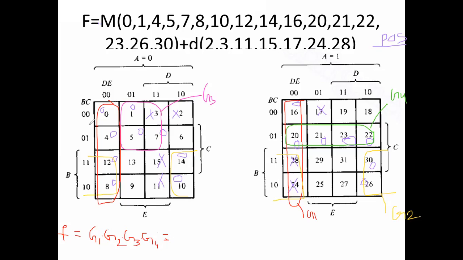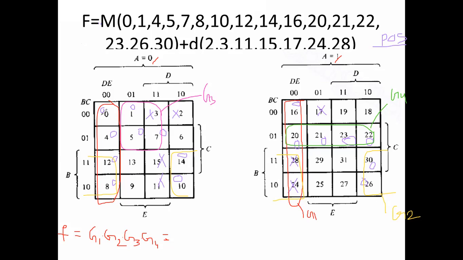Z1 means what is this? 0, 4, 12, 8, 16, 20, 28, 24. See here, this group 1 belongs to A equal to 0 and A equal to 1. So what about the A value? Here the A value is not obtained, A dot A bar is 0. So the A variable is not obtained, since we consider both. So the A value is not obtained for group 1.